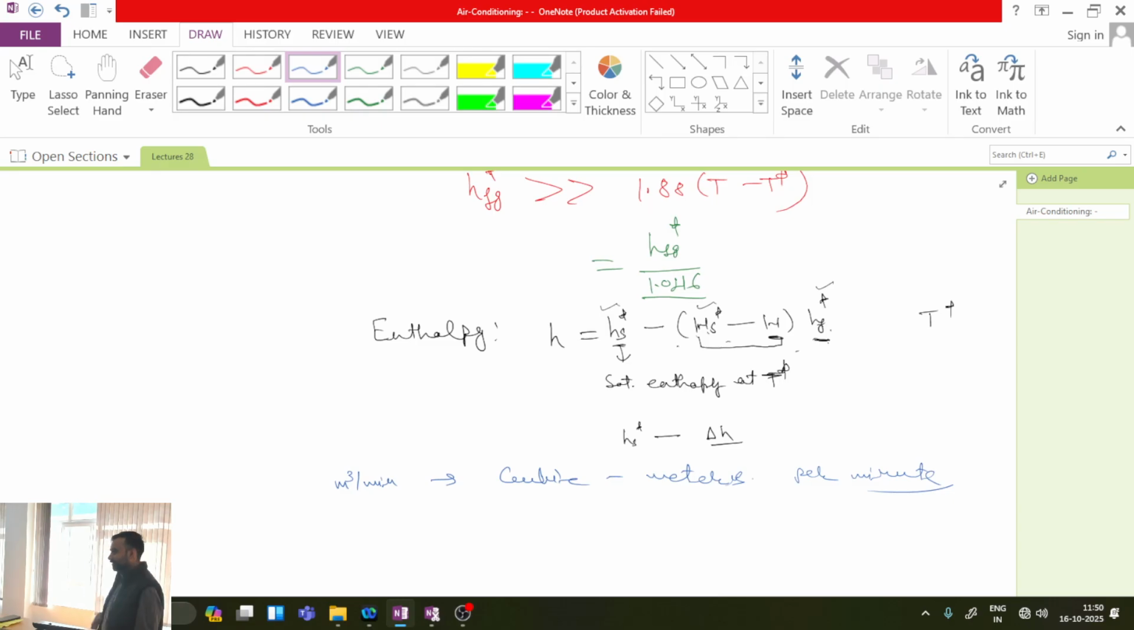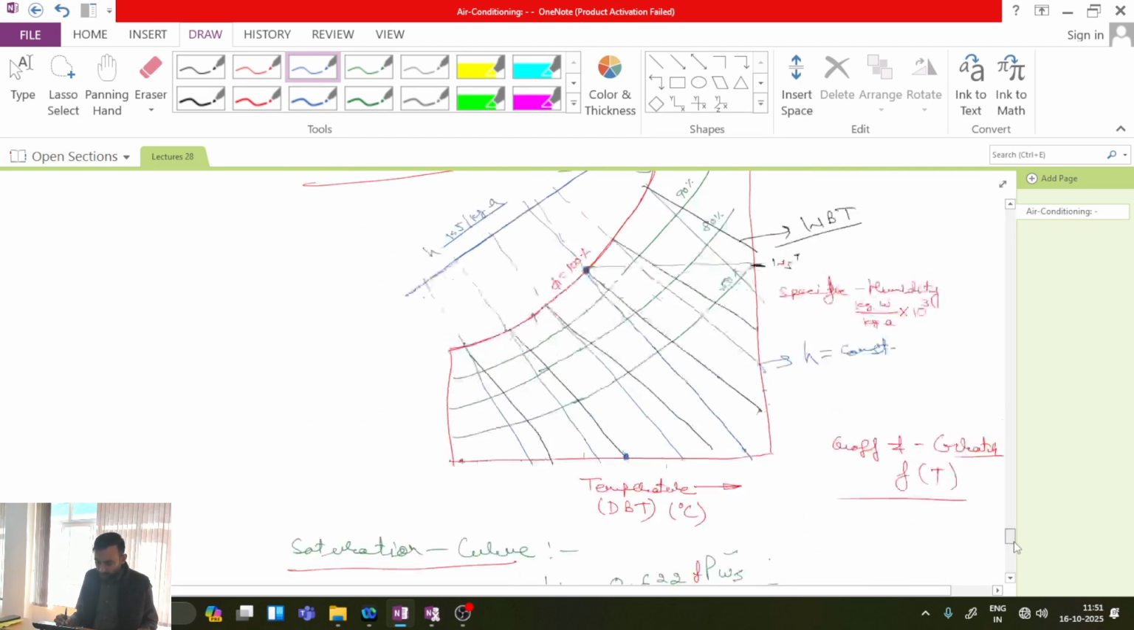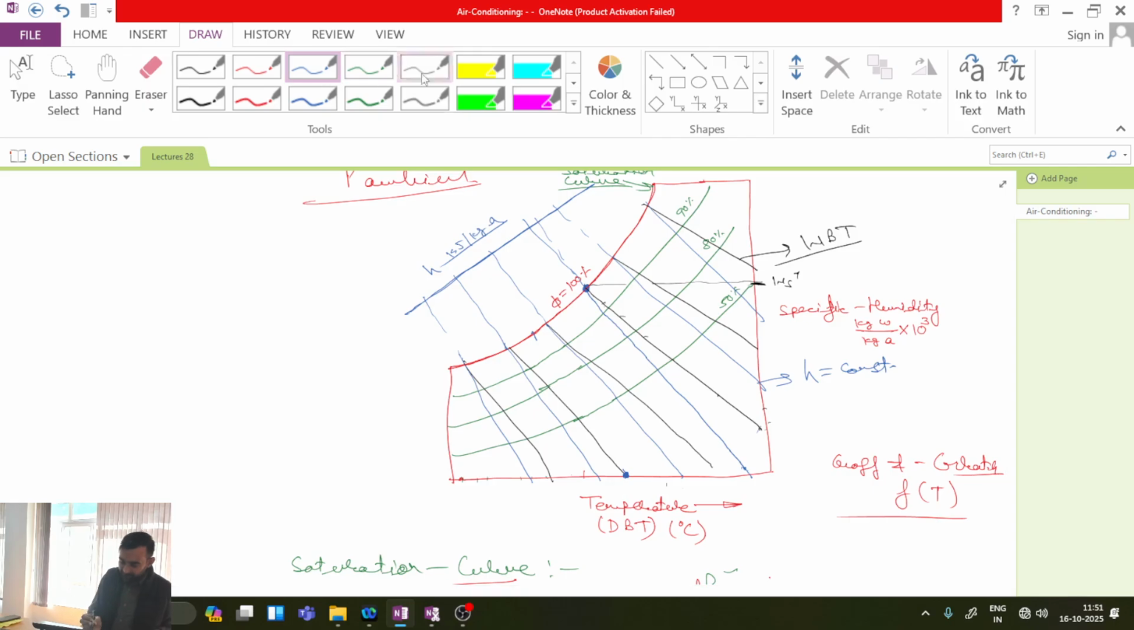air. Because if I don't know the density of moist air, then I will not be able to calculate this. The water vapor present in the moist air can be easily represented with ideal gas behavior. So from the ideal gas equation, I can easily calculate the density of the moist air. Using the ideal gas behavior, you will find on your psychrometric chart one additional line, and that additional line is something like this.